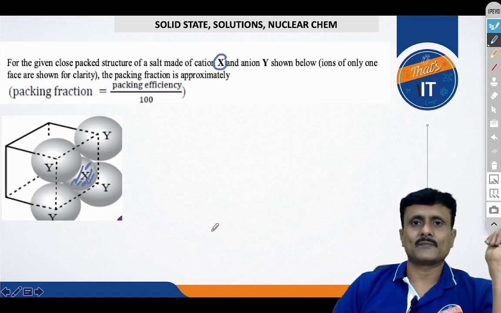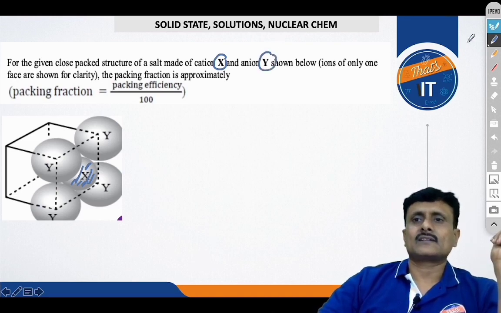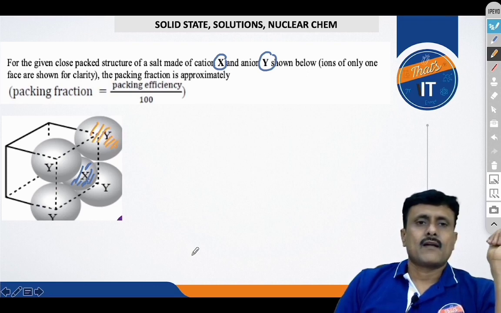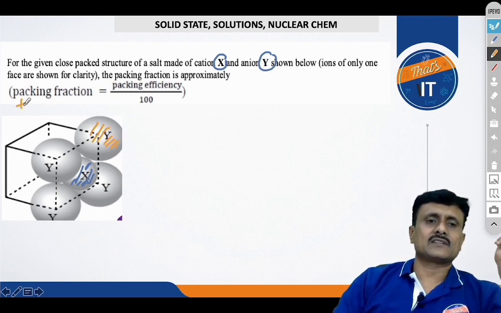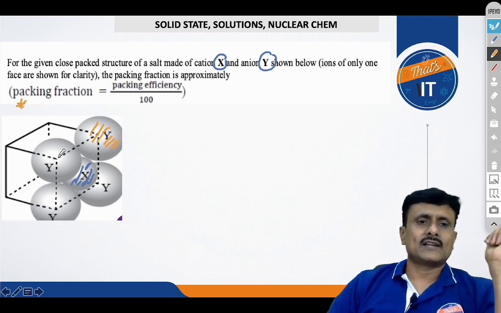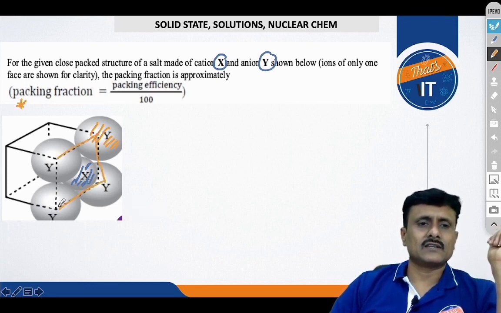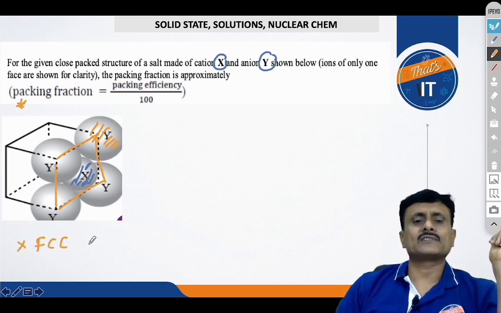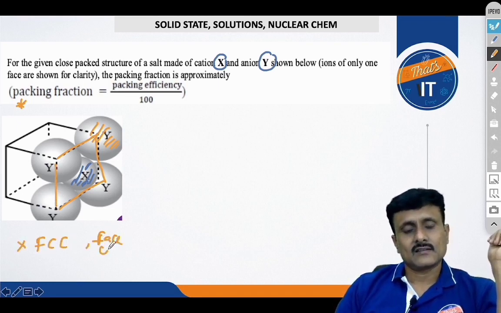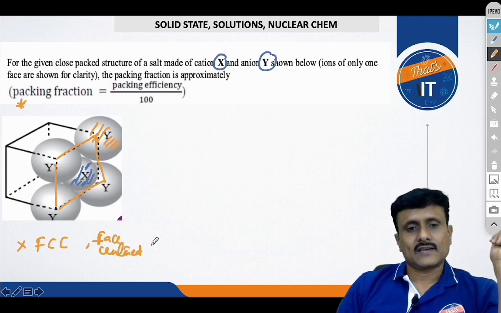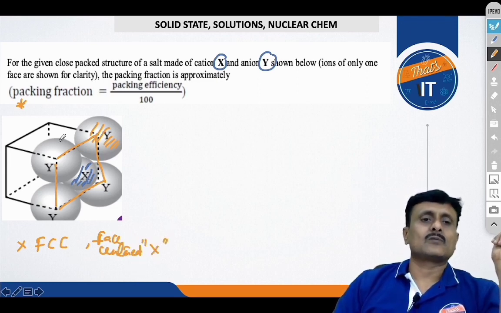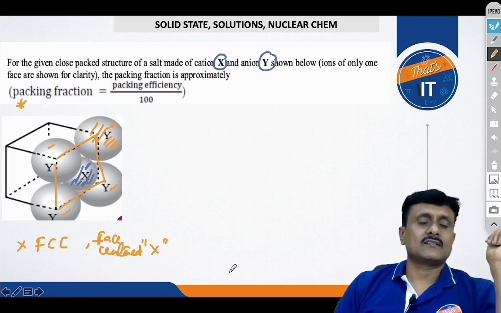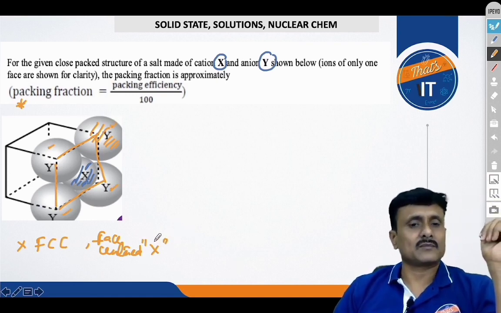Look at it carefully. And anion Y, right? Anion Y is actually at the corners, right? Now the packing efficiency is asked after giving the diagram, right? One gets a feeling that this is the FCC lattice, but this is not purely FCC lattice. Of course, this is face centered. X is present along with the corners which are present, right? Corners are Y and the face center atom is X.